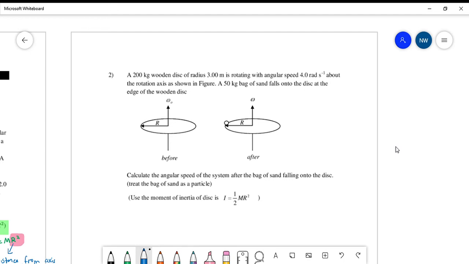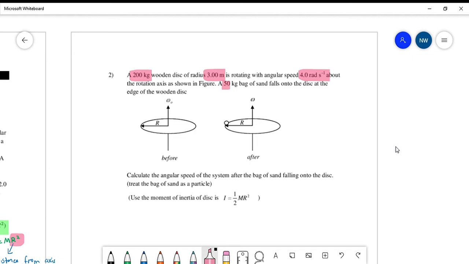Untuk soalan yang seterusnya, a 200 kg wooden disc of radius 3 meter is rotating with angular speed of 4 radian per second about the rotation axis. So it's given the mass, the radius of the disc, and the initial angular velocity of the disc about the rotation axis, which is at the center, as shown in the figure.